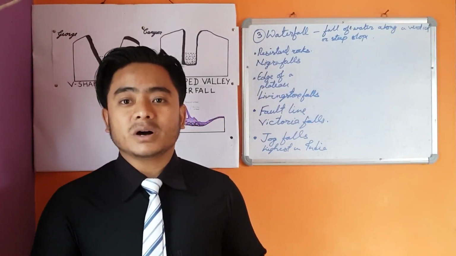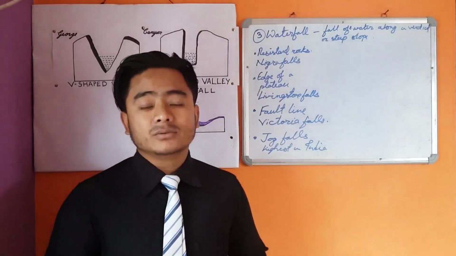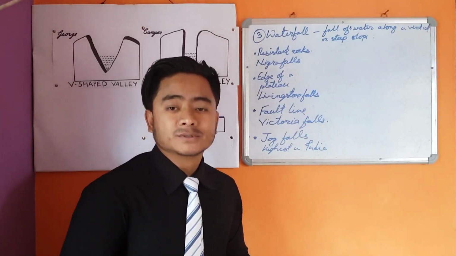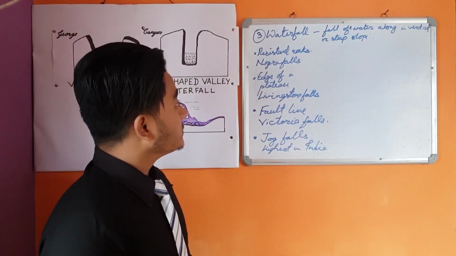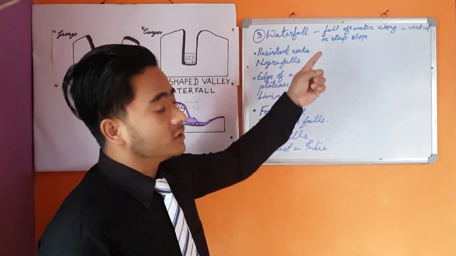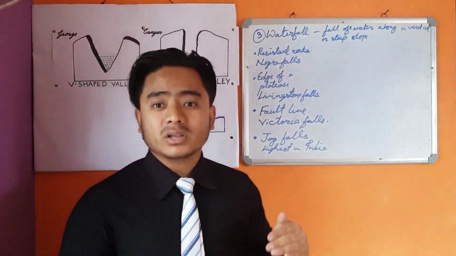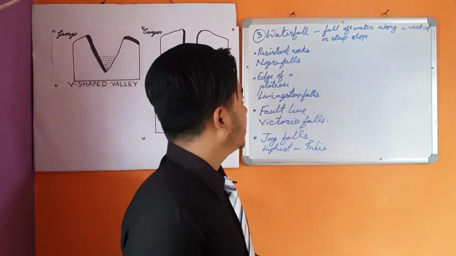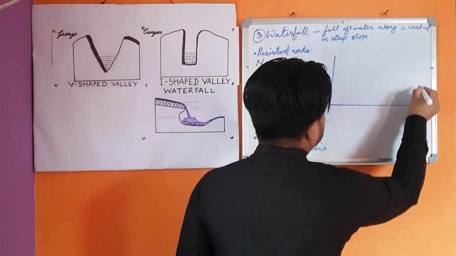So let us learn about the third type of landform formed by the river erosion in the upper course, that is waterfall. So let us understand what is a waterfall. When the river water falls from a certain height along a vertical or steep slope of a land, that is called a waterfall. Okay, let me explain all this with the help of a diagram.